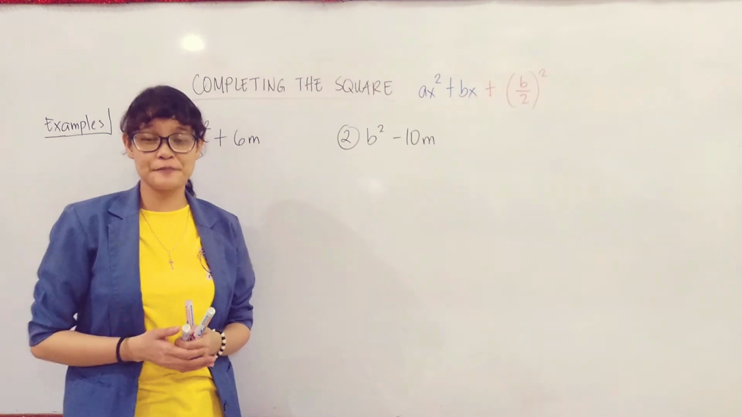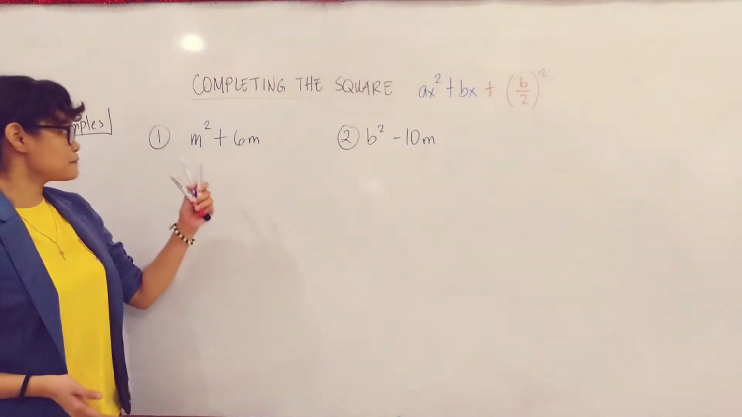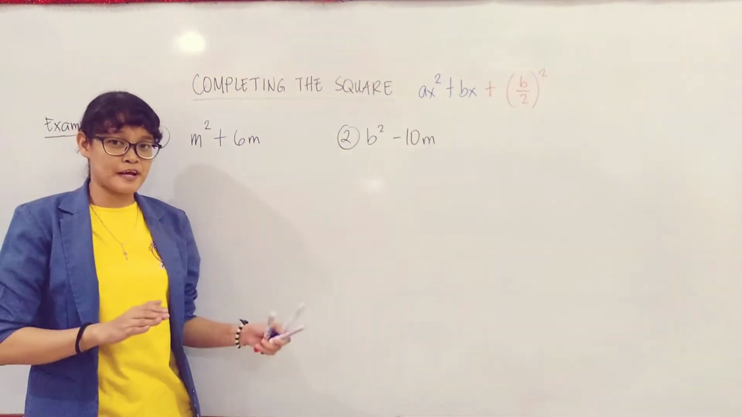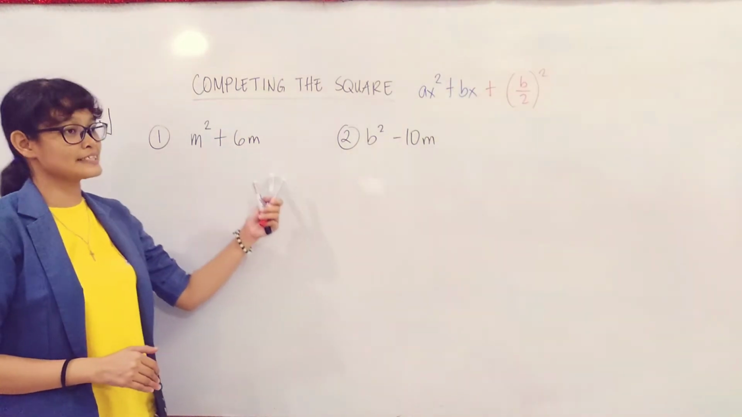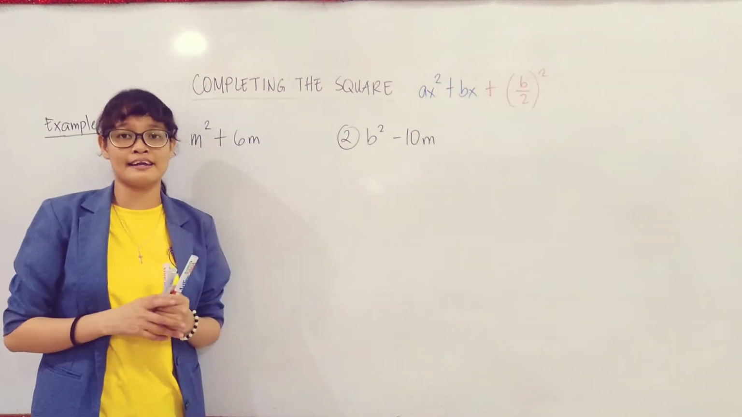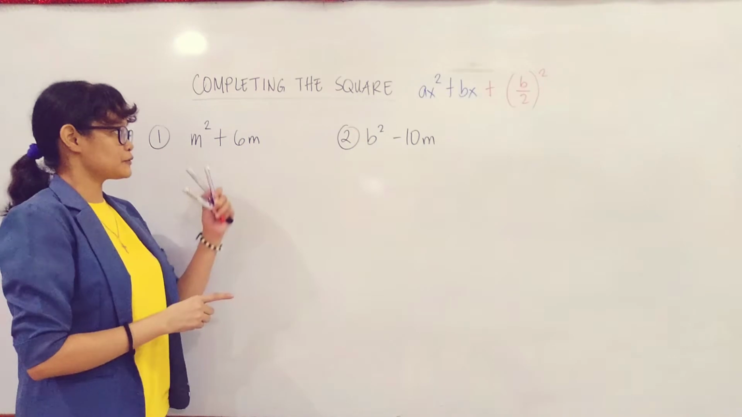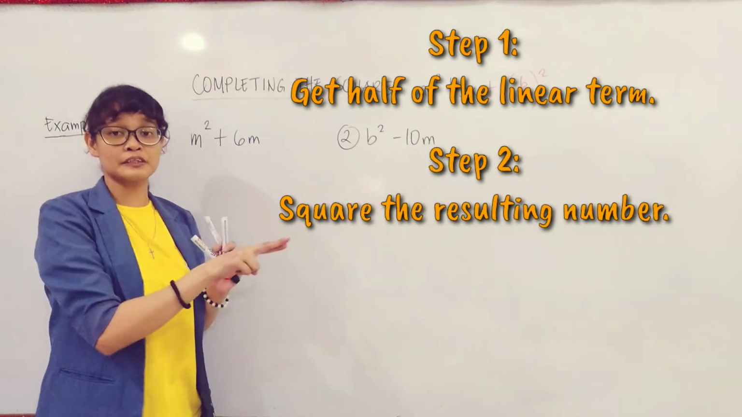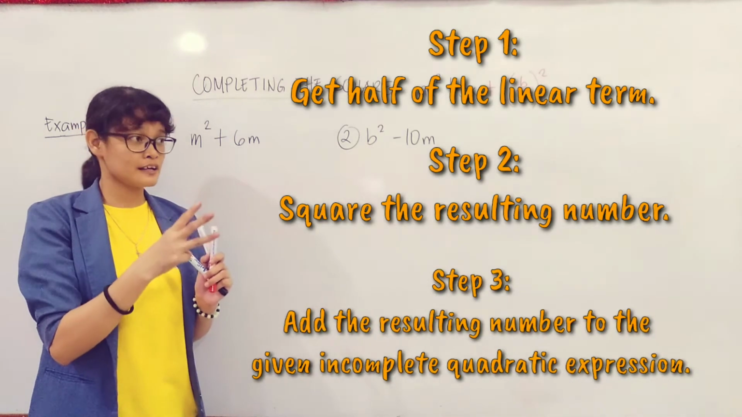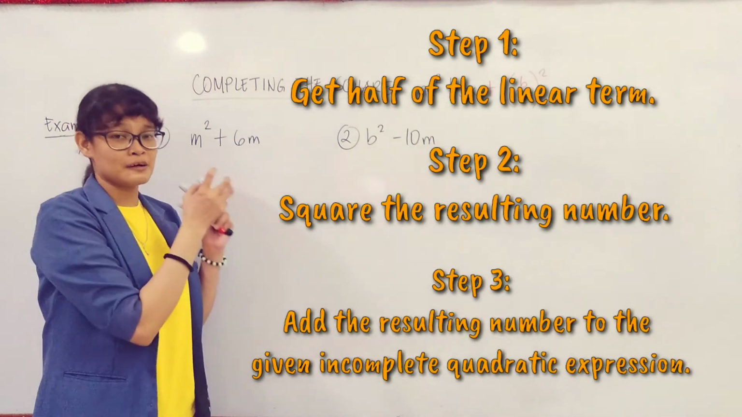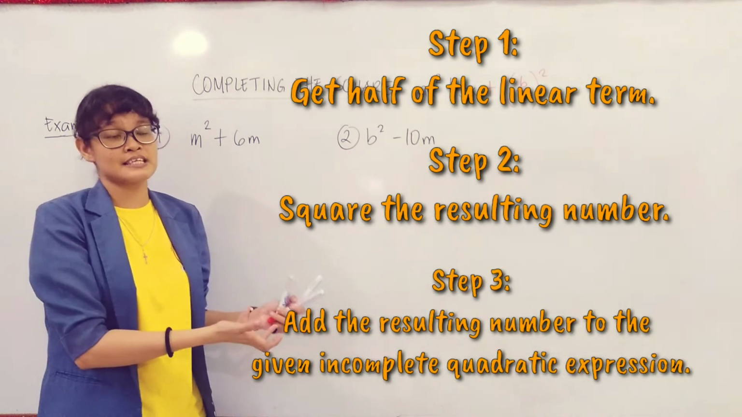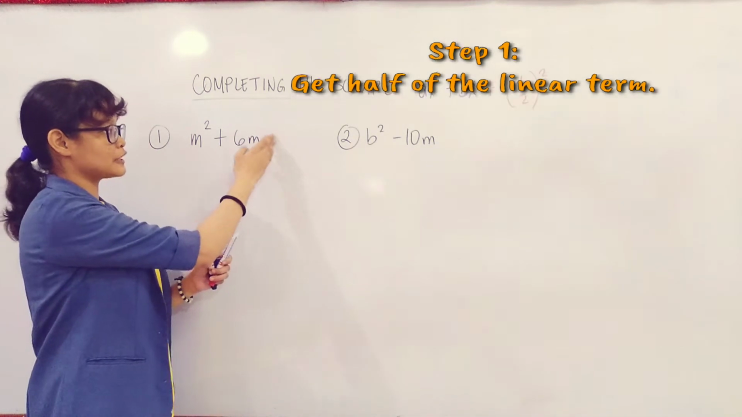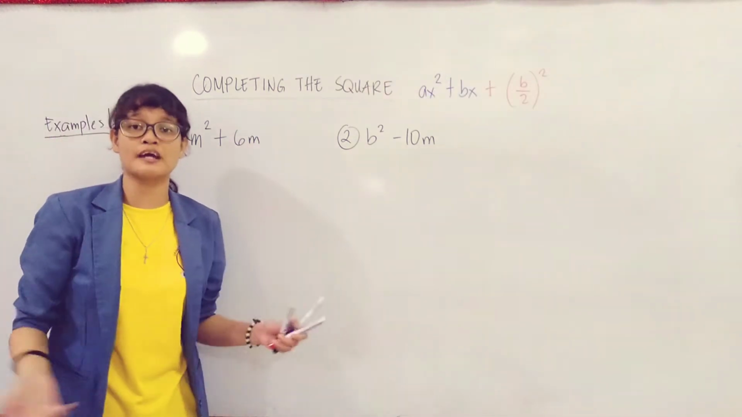Okay, so let's have our first example. We have here an incomplete quadratic expression. We have m squared plus 6n. So, 3 simple steps lang ang kailangan natin dito. First is to get half of the middle term. Second, square the resulting number. And then the third step is to add whatever the answer is. I-add lang natin dito sa expression to make it a perfect square trinomial.